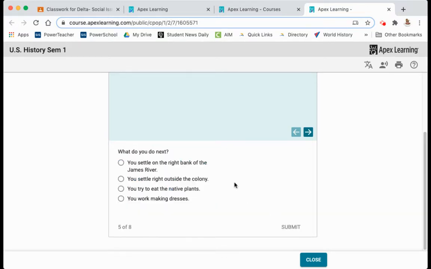What do you do next? You settle on the right bank of the James River, you settle right outside the colony, you try to eat the native plants, or you work making dresses. Maybe I settle right outside the colony. Oh no, I'm killed by Indians.